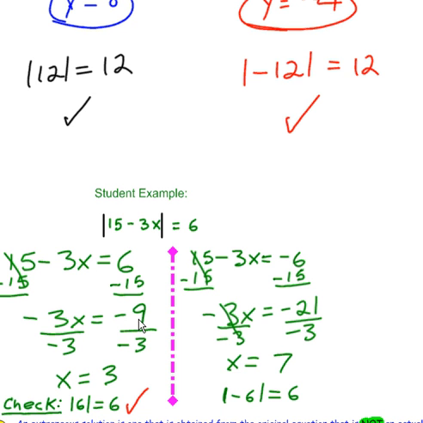And then we just solve the two-step equations simultaneously. Subtract 15 from both sides. -3x is equal to -9. You then divide both sides by -3. Cancels out. Negative divided by negative is positive. X equals 3. And if you checked it, 15 minus 3 times 3 is 9. 15 minus 9 is 6. And the absolute value of 6 is 6, so it checks. Okay? Let's check the next one out.